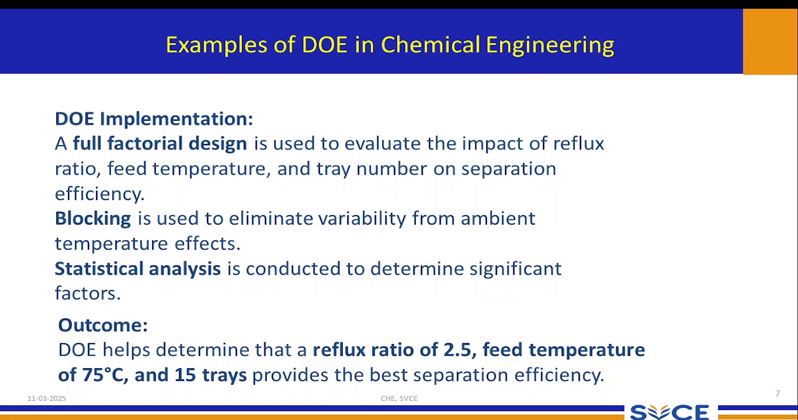Let's say you have a distillation column, energy needs to be given in a reboiler as an energy input. Because of the vapor pressure difference, the two components will be separated because of the relative volatility. Relative volatility is defined as the vapor pressure of component A divided by the vapor pressure of component B for a binary distillation. So for this case, blocking is used to eliminate the variability from ambient temperature effect.